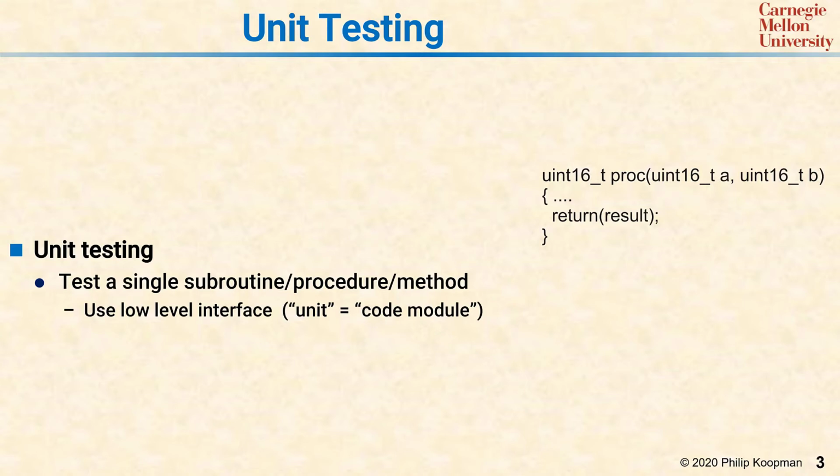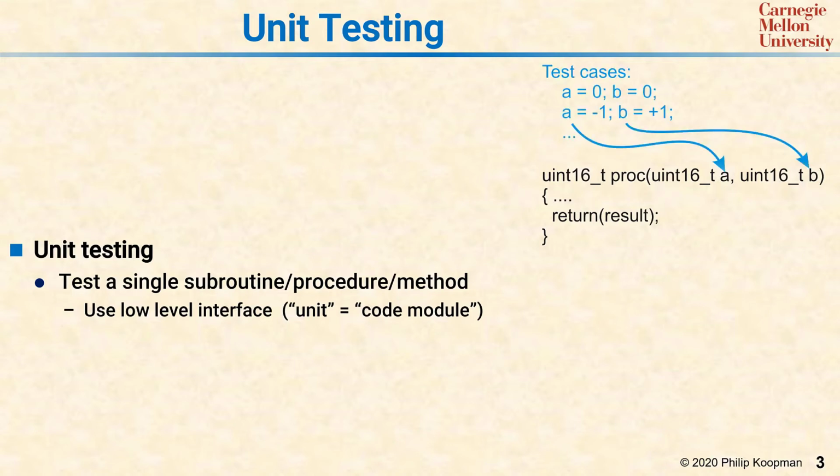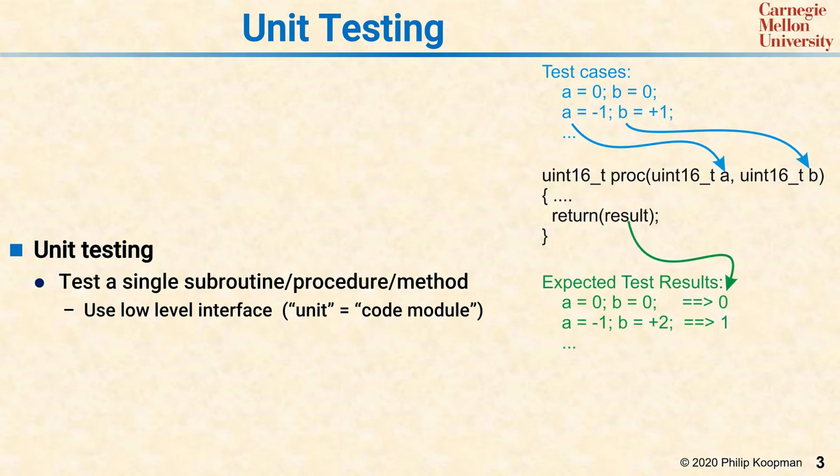A unit test would test several combinations of inputs. For example, a equals 0 and b equals 0 is one unit test, and a equals -1, b equals +1 is a different unit test. The results of a unit test are checked against some oracle, something that says this is what it should be. For this function, the two inputs being 0 is supposed to result in 0, and -1 and +2 are supposed to result in +1. If those results match the expected values, then the unit test passes.